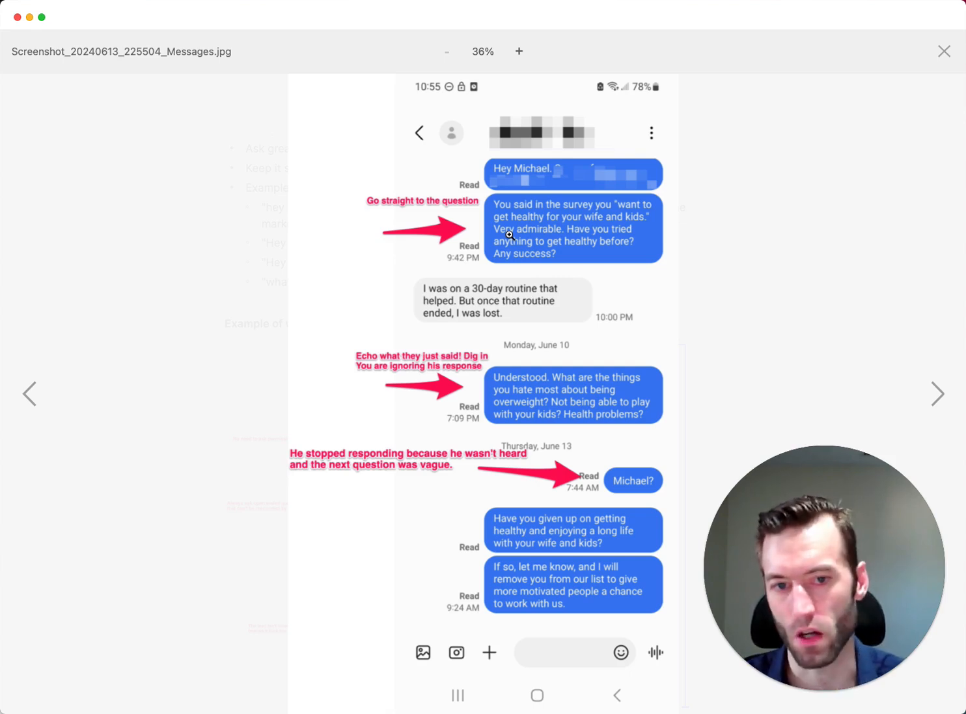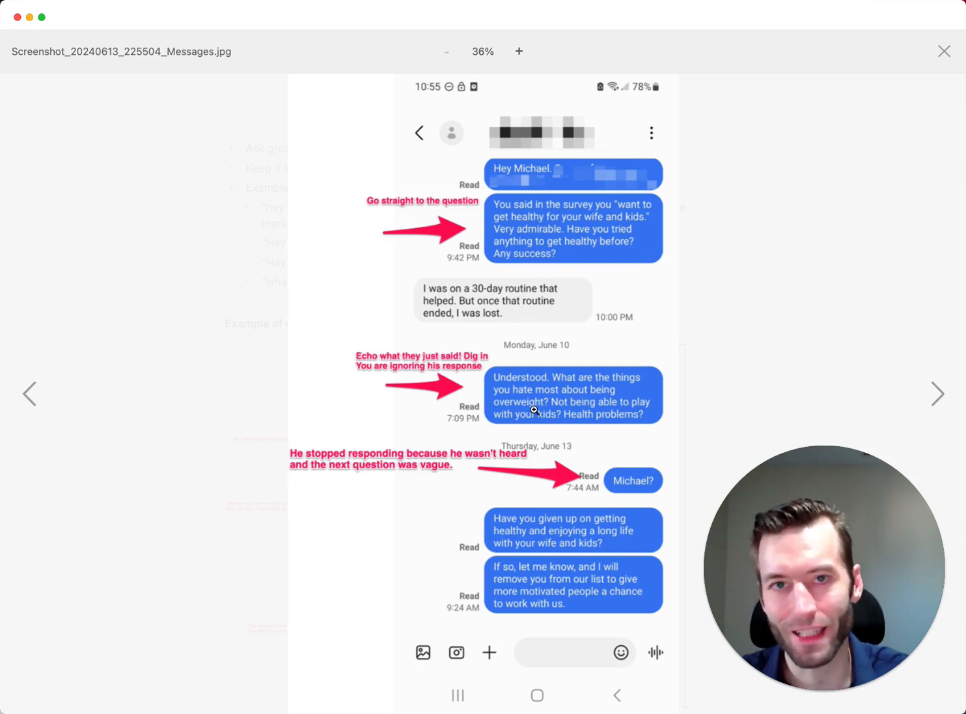We want to be like a doctor, right? And in this case, he continued by saying, "Have you tried anything to get healthy before? Any success?" So there are two questions again, so it's confusing. In this case, he responded with something: "I was on a 30-day routine that helped, but once that routine ended, I was lost." All right, so now he said, "Understood. What are the things you hate most?"